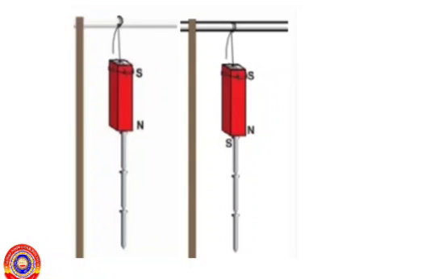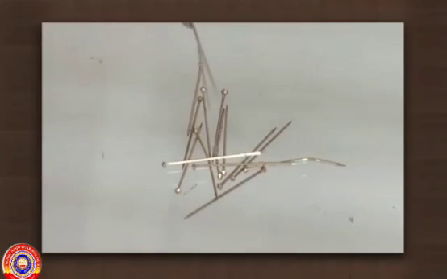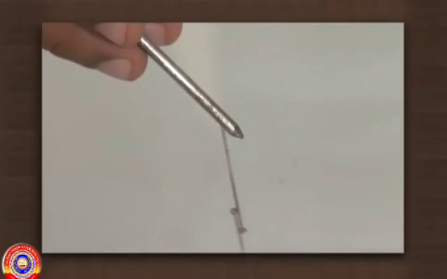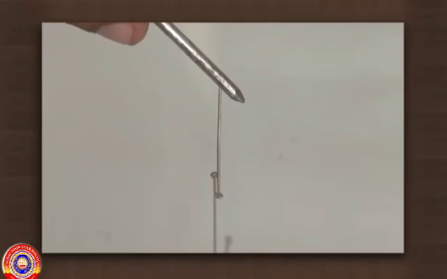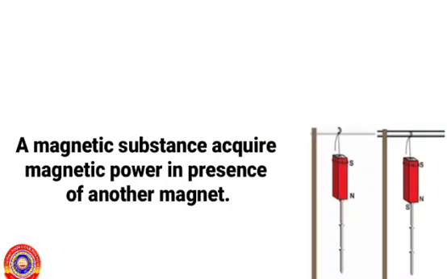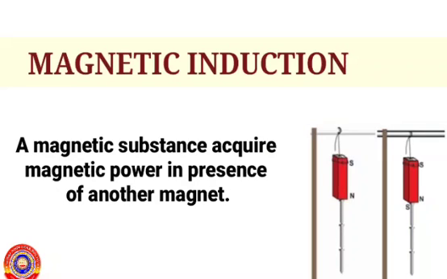Bring a pin in contact with the pole of a bar magnet as shown here. Is it attracted? Yes. What happens when you bring another pin to the free end of the pin? See what happens here? Here, the pin acquires magnetism by the presence of a magnet. Once again, a magnetic substance acquires magnetic power in presence of another magnet. This is magnetic induction.